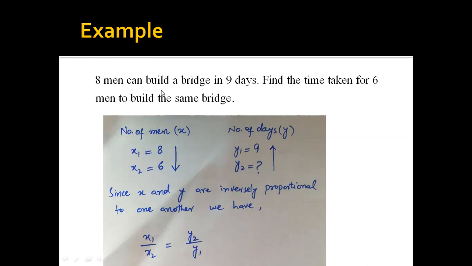8 men can build a bridge in 9 days. So we take the first values as x1 = 8 and y1 = 9. We have to find the time taken for 6 men to build the same bridge. So over here, the number of men is given as 6 and we have to find the number of days. So x2 = 6 and y2 is unknown.